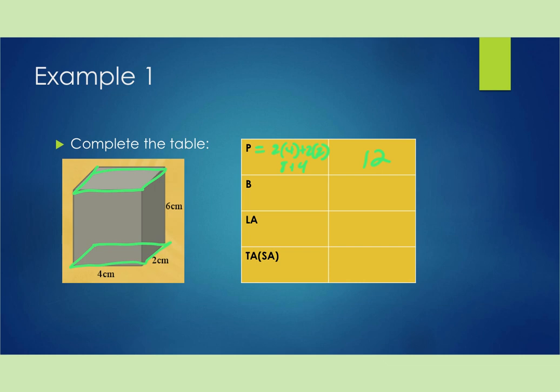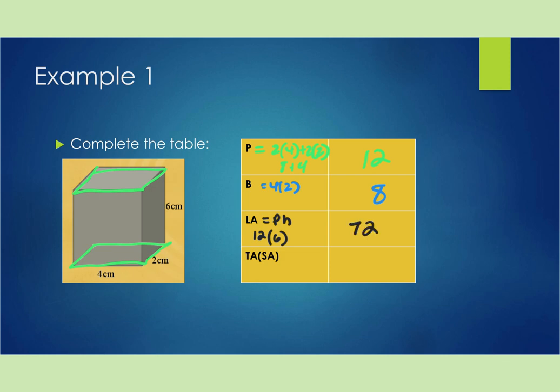What's the area of one of those bases? 4 times 2, or 8. The lateral area is the perimeter times the height. So perimeter of the base, which we already found is 12. And the height of this prism, if we used top and bottom as the bases, then the height is 6. Good. So this is 72.